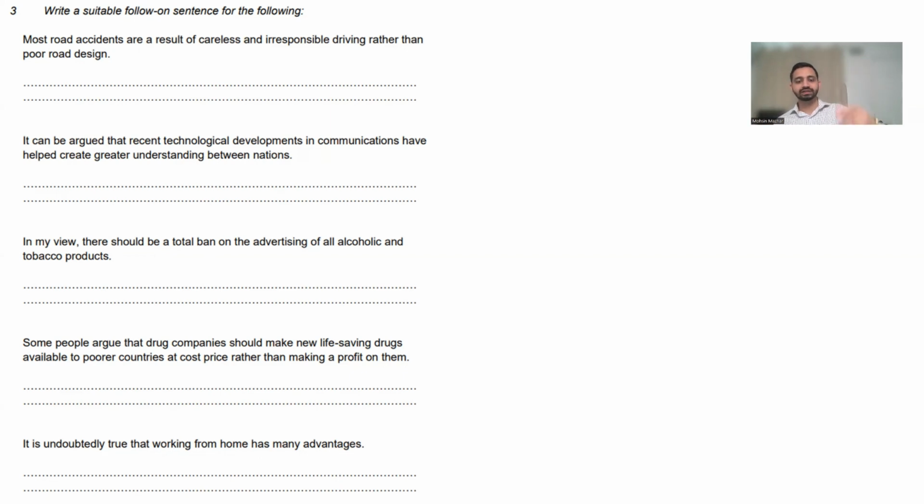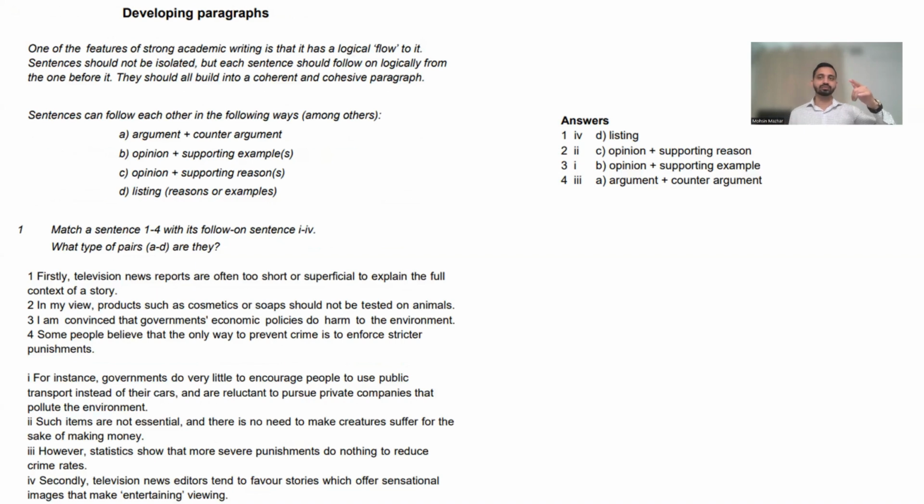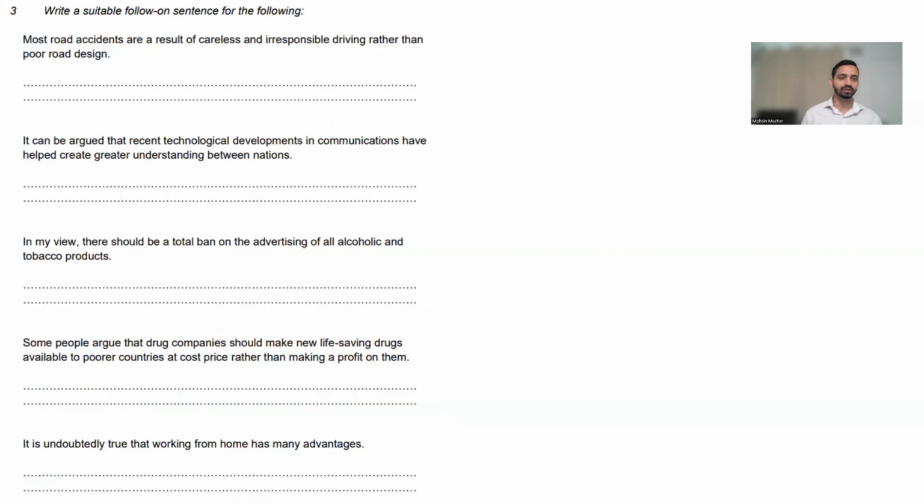It could be the same structure as this one. You can go one screen back and see if it's an argument, you can write a counter argument. If it's an opinion, you can write an example or a reason. And if it's listing firstly, secondly, thirdly, you can flow that through as well. All right, so do this on your own. Pause the video here, read all these sentences, write a follow-on sentence. And when you come back, I'll share with you some examples.